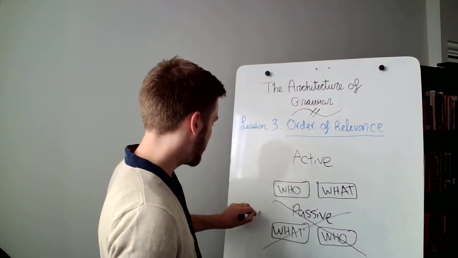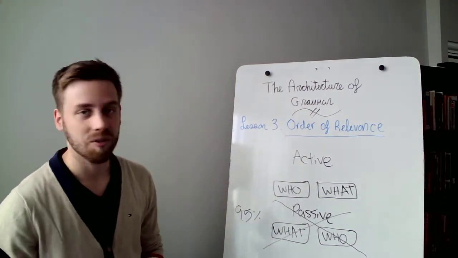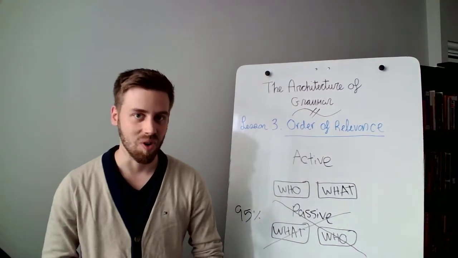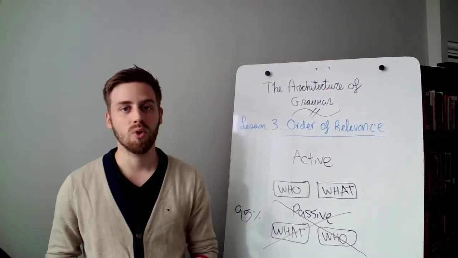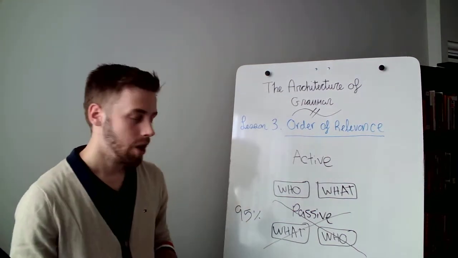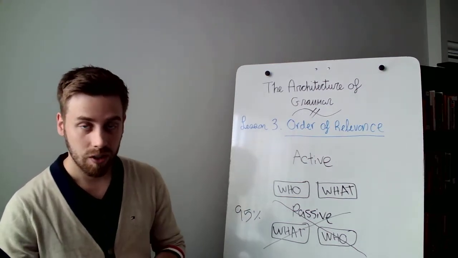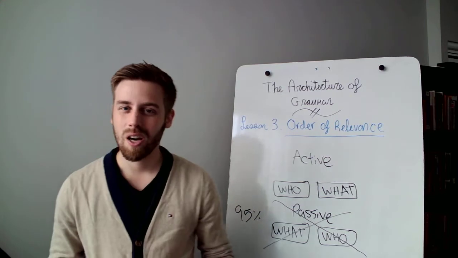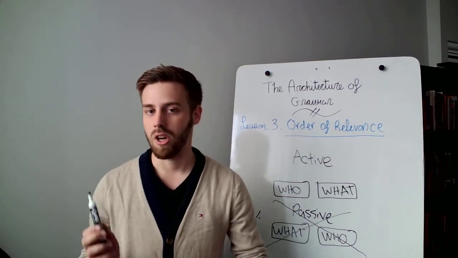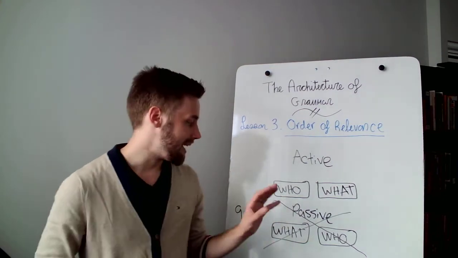Now, of course, there are cases in which it's appropriate to use passive voice. Otherwise, it wouldn't exist, right? So when is it appropriate to use passive voice? Well, it's appropriate to use passive voice when you are trying to conceal the subject. So for example, if you're talking about a criminal investigation and you can't reveal who the criminal is, something like that, you can use the passive voice.